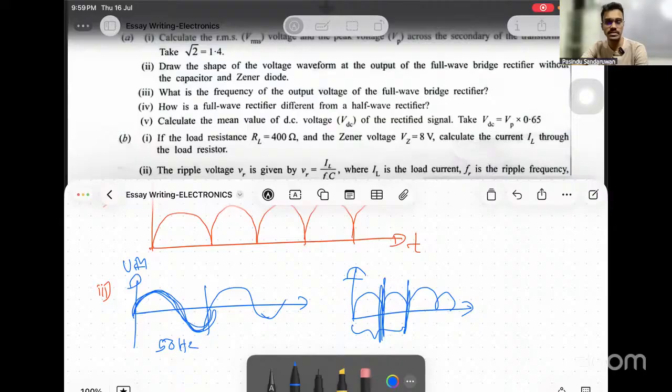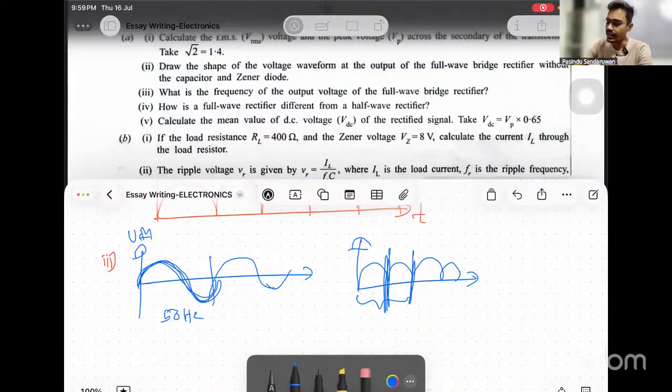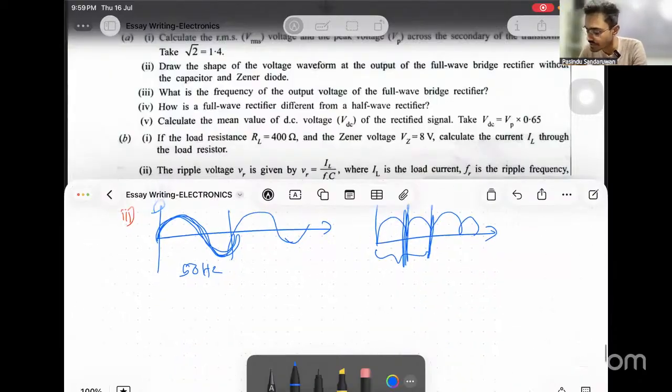That was only 1 vibration, 1 oscillation. And now it is 2 vibrations during the same second. Now initially if it was 50 hertz, now it should be doubled. That is 100 hertz. Right? To get the idea, I just showed you these curves. So therefore here it should be 100 hertz. Answer for the third one is 100 hertz.